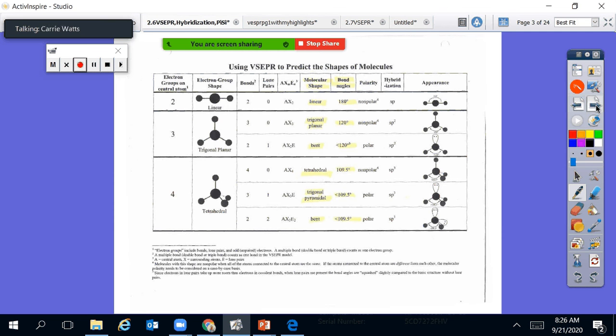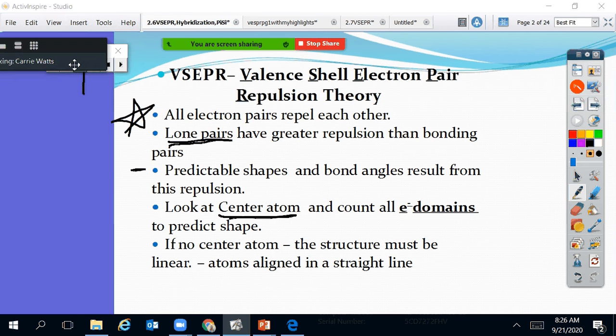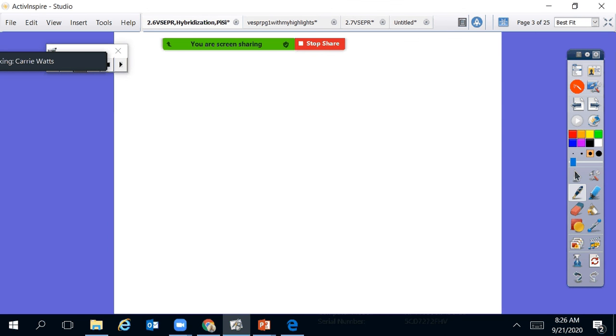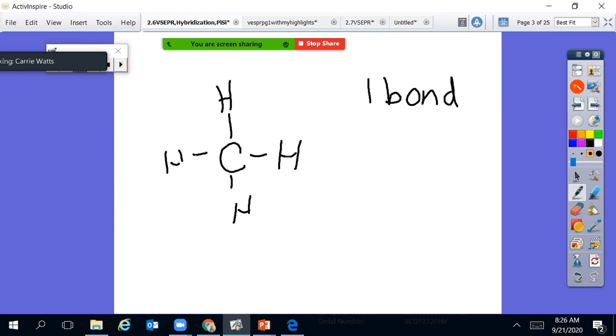Okay, now I want to go into something before I go into this VSEPR, just to review. What is an electron group? Remember when you look at the formula or the drawing, you're counting electron groups from the center atom. Okay, so if you have, say, CH4, remember you're counting one bond as one electron group. Okay, so these are what the electron groups are.